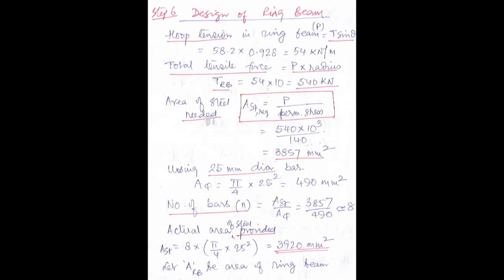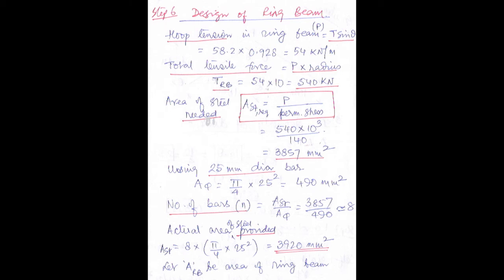Okay. Now let us look at step number 6, the design of the ring beam. So again it will be just like the previous steps. First we have to find out the hoop tension. Hoop tension in the ring beam is equal to T sine theta. What is T? T is the meridional force that we have got as 58.2 kilonewton. And what is the sine theta value? Sine theta value I have told you in step number 1, so please write it down, we need it afterwards. There you see 0.928. So that gives us the hoop tension value as 54 kilonewton per meter.